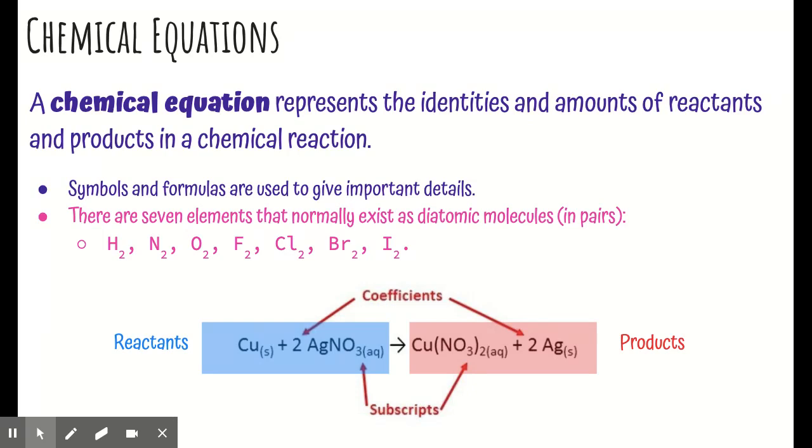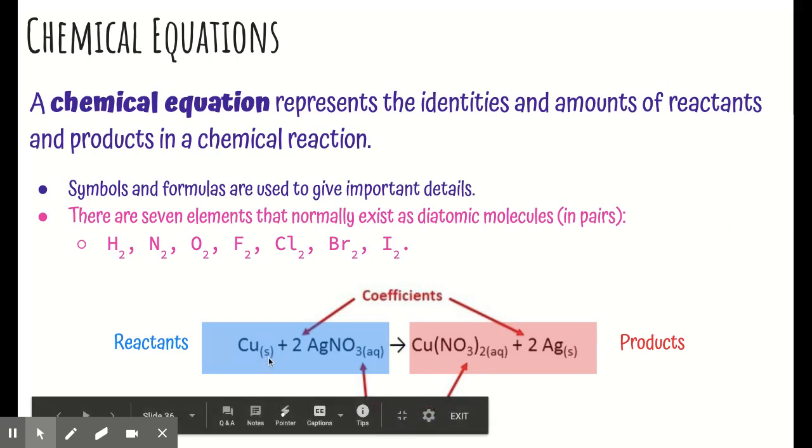So we are very familiar with subscripts. You guys know how to write and add in your subscripts when you're writing your formulas. But some other things you might not be quite as familiar with is some of these little abbreviations you see after each one. Okay, so if you look here, like after copper, there's little parentheses and a lowercase s. After this silver nitrate, there is an aq. You come over here, there's an aq, and this was an s. So those mean something. That's telling us something.